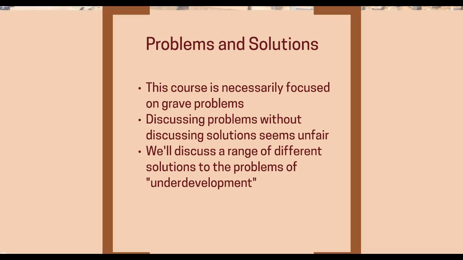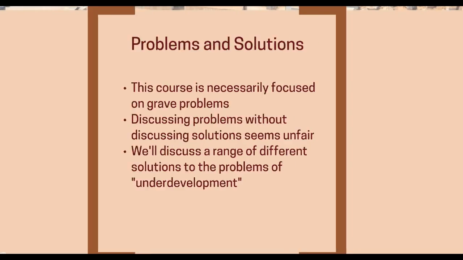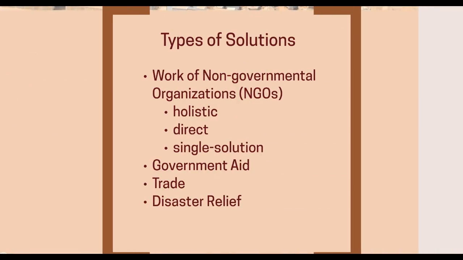We'll discuss a range of different types of solutions to the problems of what we can generally refer to as problems of development and underdevelopment around the world. There'll be all sorts of different types of solutions. We'll have a lot of time to talk about some specific types of non-governmental organizations that offer different forms of solution. These will include holistic development, direct development, and single solution development. I'll talk about each of those in turn.